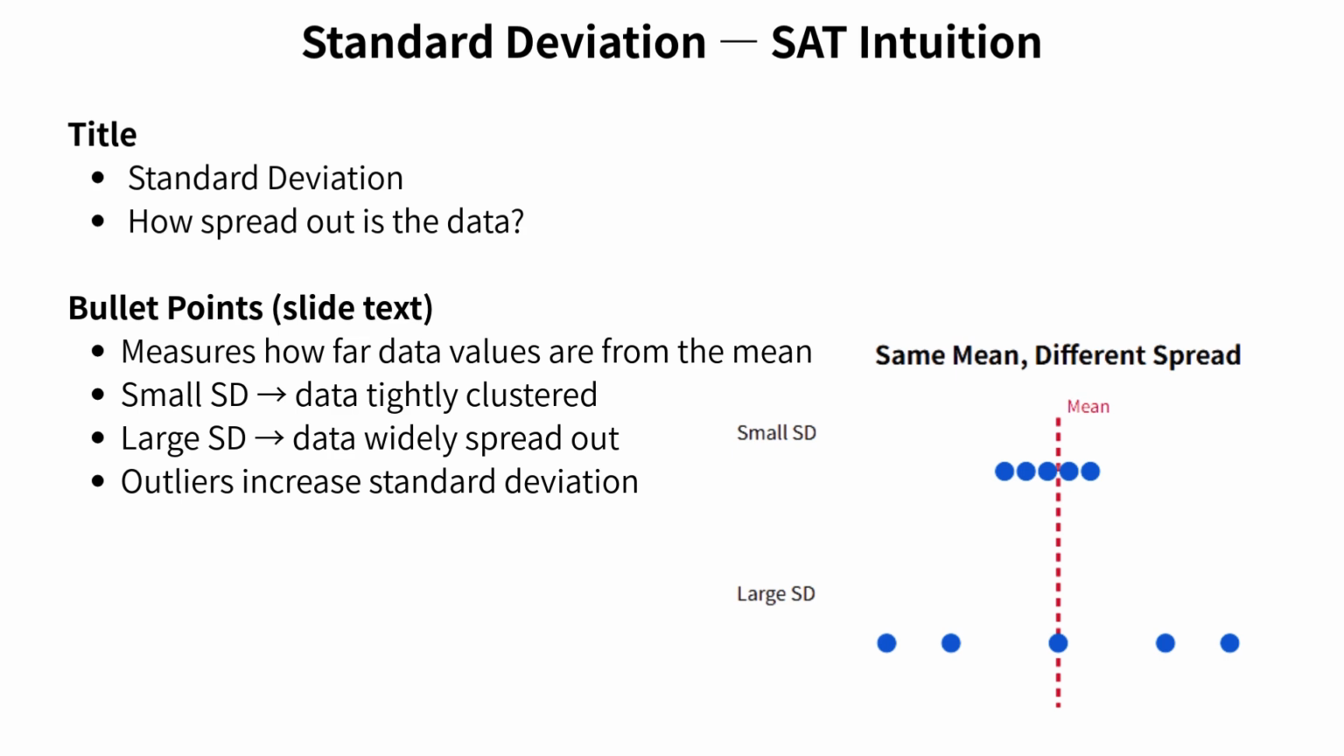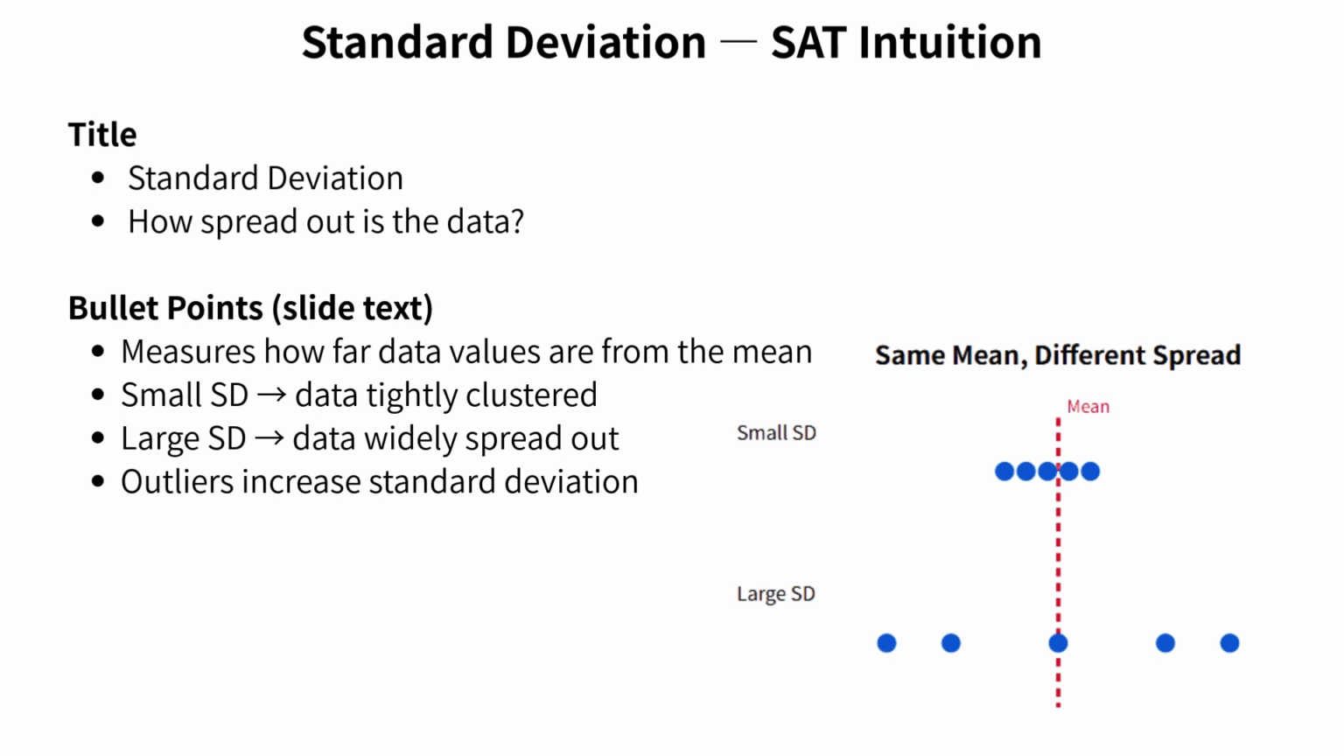In the top dataset, most values are close to the mean. The distances from the center are small and consistent. Because the data is tightly clustered, the standard deviation is small. In the bottom dataset, the mean has not changed at all. However, the values are spread much farther from the center. Some values are far above the mean, and others are far below it. These larger distances increase the standard deviation.